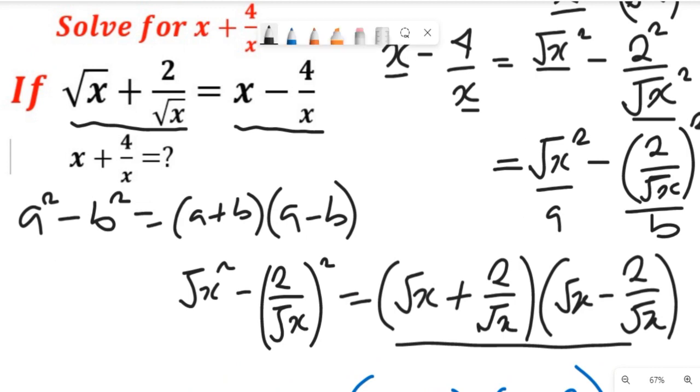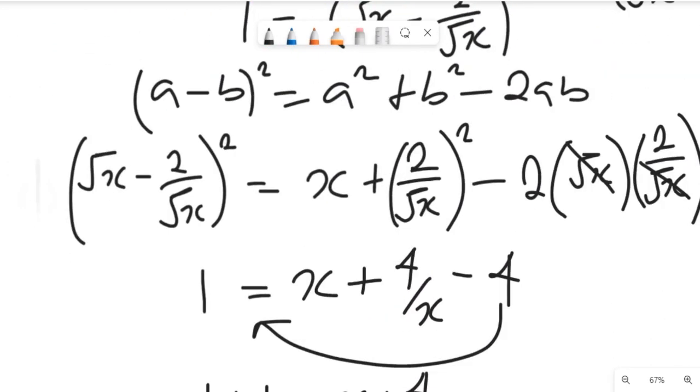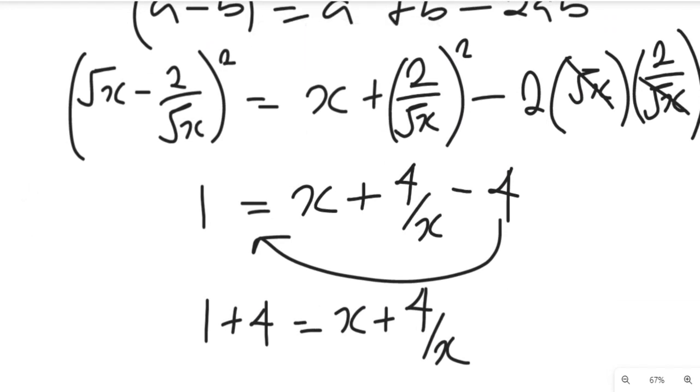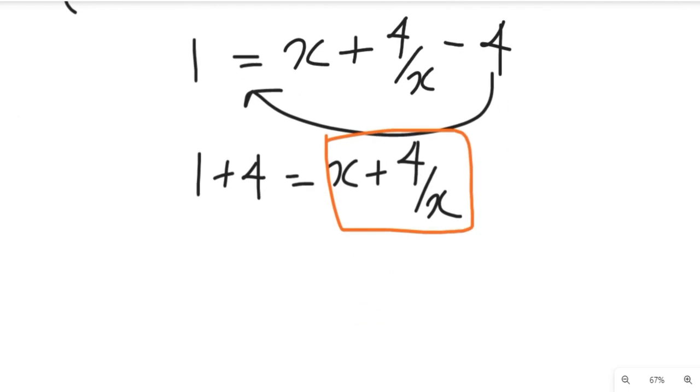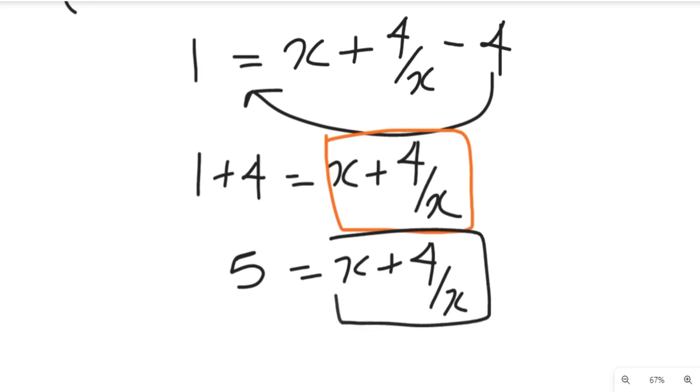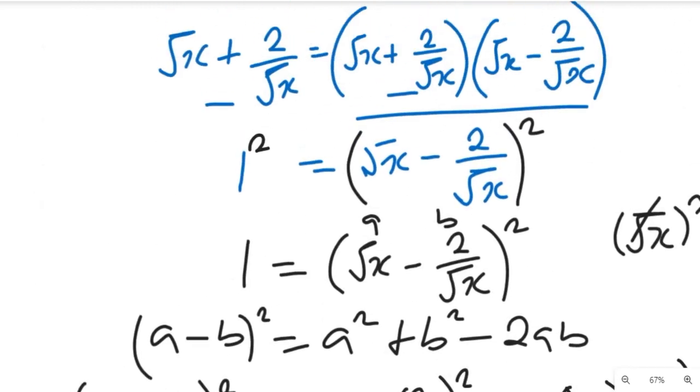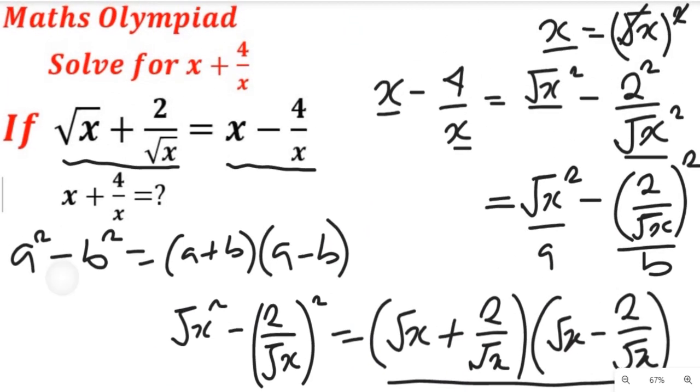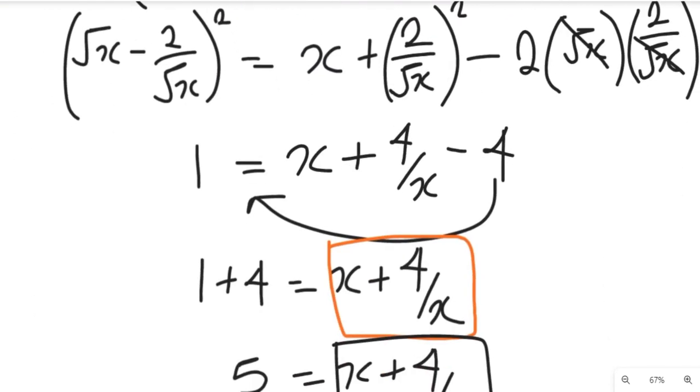So if we go back to that expression, you're going to find out that our solution has finally appeared. And what is our solution? x plus 4 divided by x is equal to 4 plus 1, and 4 plus 1 will be equal to what? 5. So that means x plus 4 divided by x is simply what? Is simply 5. And that is the solution to that equation that is given to us at the initial part of this question.